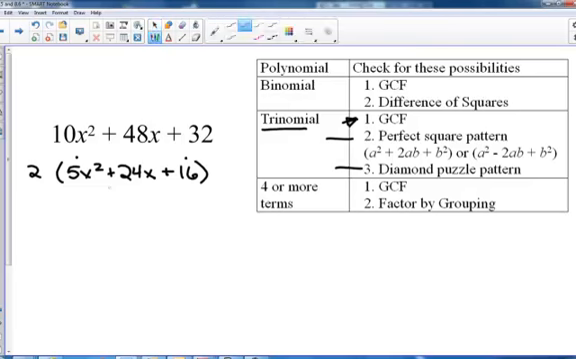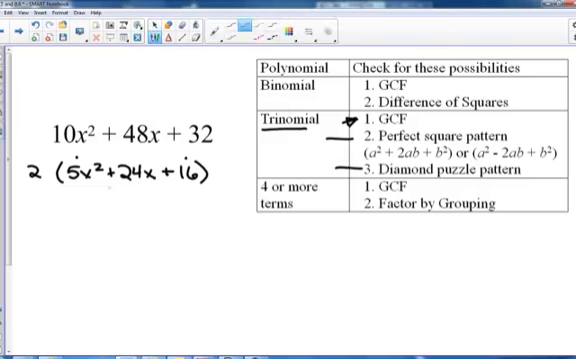This is the long way of factoring. So 5 times 16 is 80. So it's going to multiply to give me 80 and add to give me 24. So my two numbers are 20 and 4. So I'm going to either do this by grouping now or make the box.